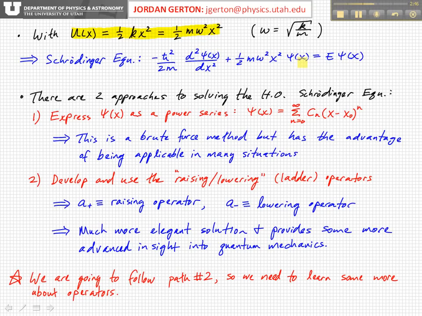The first one is to express the wave functions as a power series. Okay, that is a sum of terms of increasing power in the position variable x. Okay, so some amplitude coefficient times x minus x naught, where x naught is just some sort of equilibrium position. So in the classical case, this would be the position of the mass when the spring is unstretched. Okay, and you raise that to the nth power.